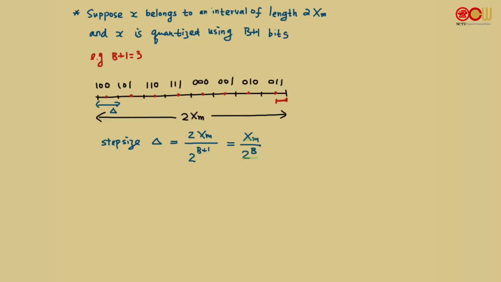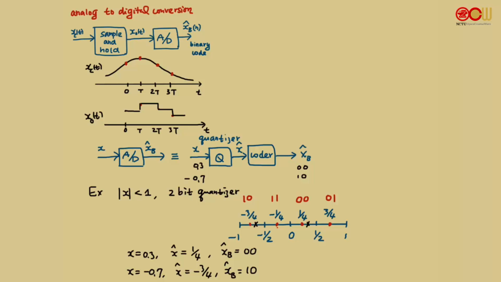Now let's see how we can analyze the difference between x and x hat. That is called quantization error. Quantization error is defined as the difference between x hat and x. In this example here, the quantization error would be the difference between x hat and x, which will be 1/4 minus 0.3. And in this example, it would be minus 3/4 plus 0.7. And we can see that the largest quantization error would be half the step size, and the smallest would be the negative of half the step size.